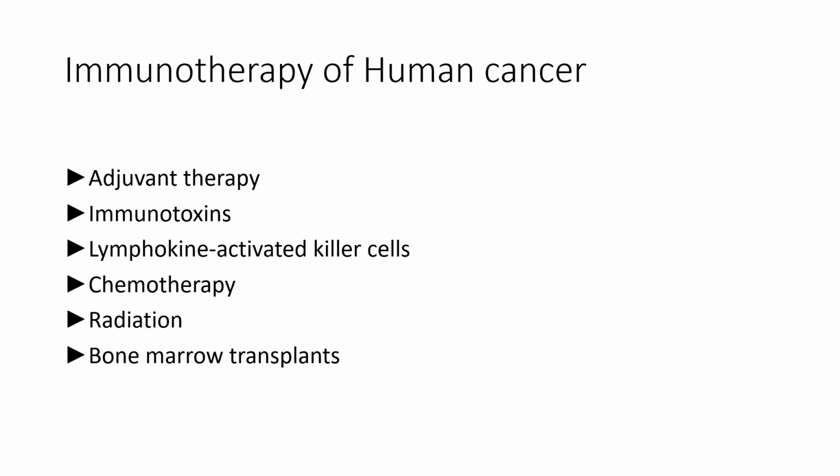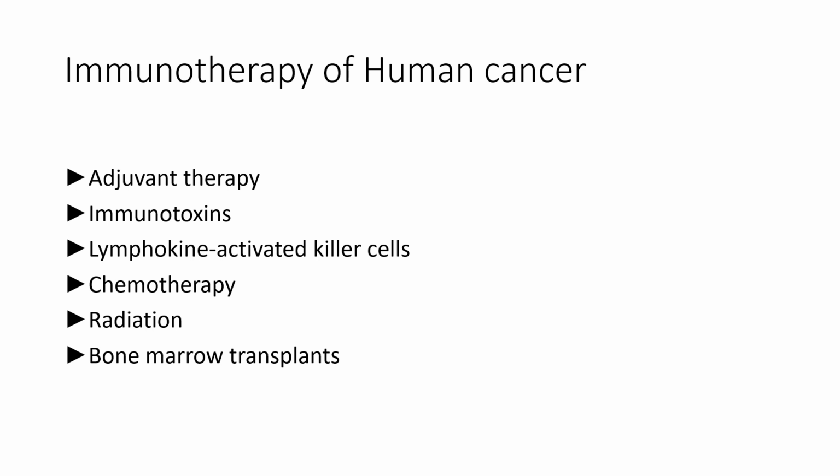There's a number of different treatments for human cancer. One is called adjuvant therapy. That's the addition of a substance to enhance immune response. For example, the BCG vaccine is an attenuated strain of Mycobacterium tuberculosis. It's used to help treat skin cancers because it activates macrophages.